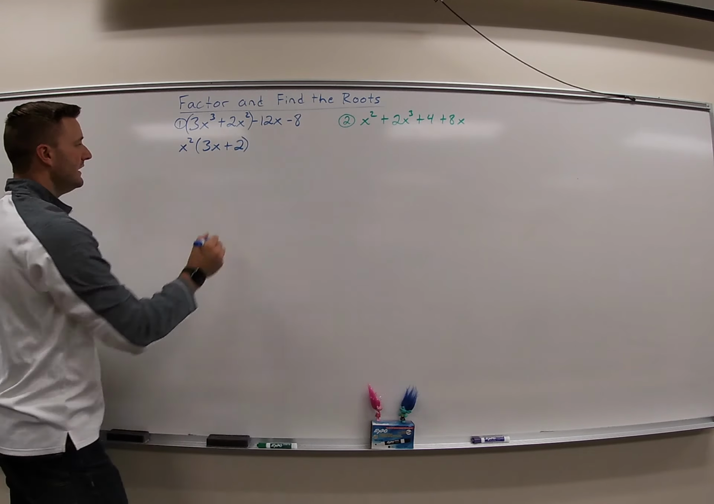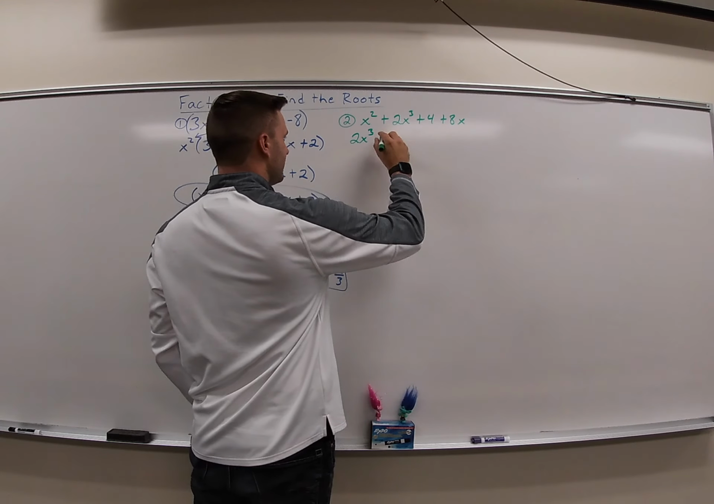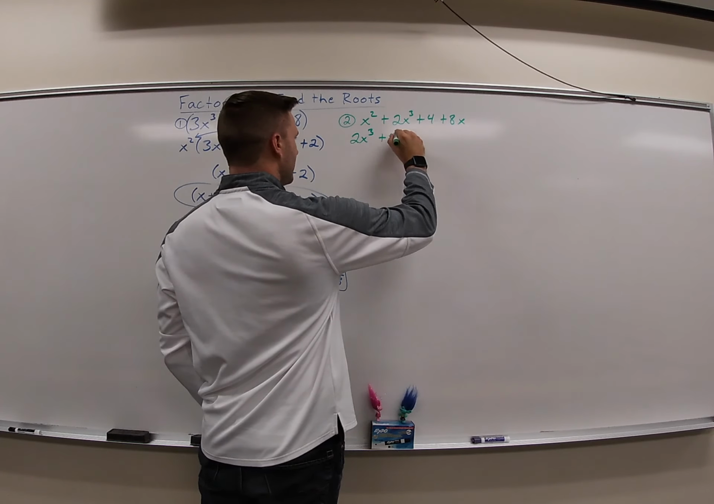In number 2, notice that we have an x squared and an x to the third and then a 4 and then an x. This is not in standard form, so what you're going to want to do is rewrite this in standard form. My highest exponent is 2x to the third, so that is going to come first, then my x squared, then my x, and then my constant. Now that you're in standard form, you can factor by grouping.